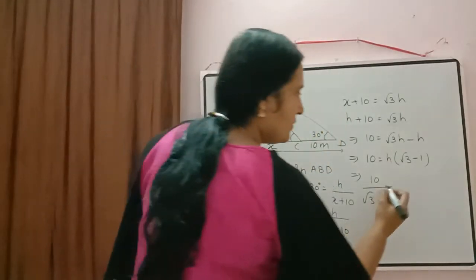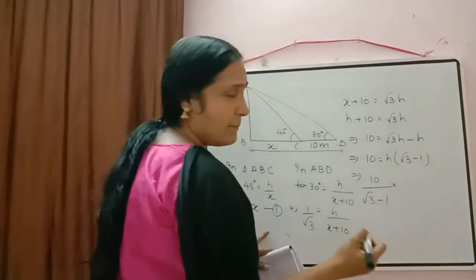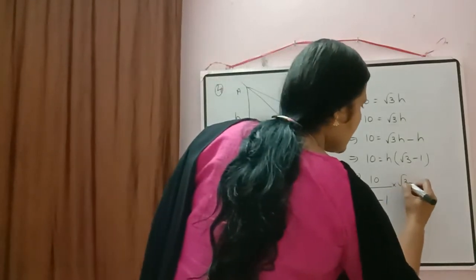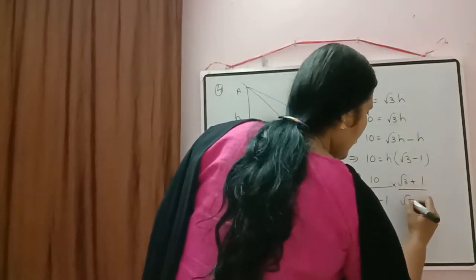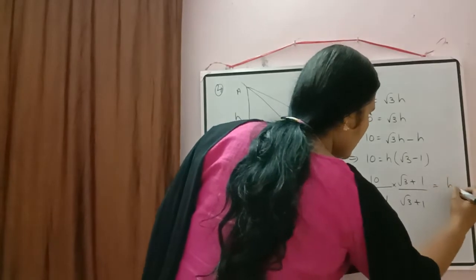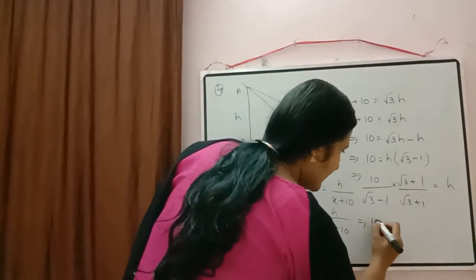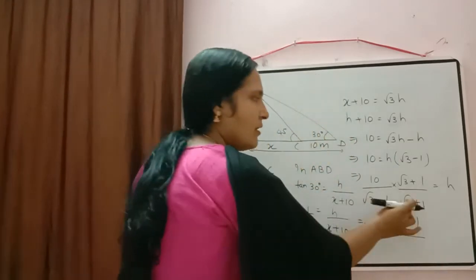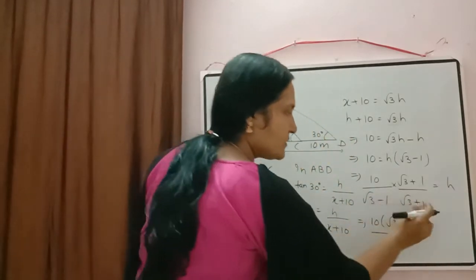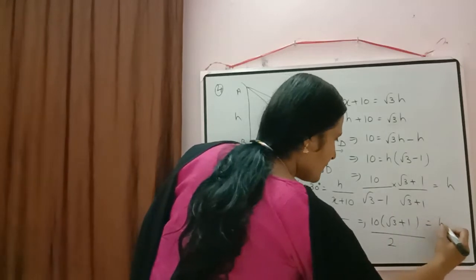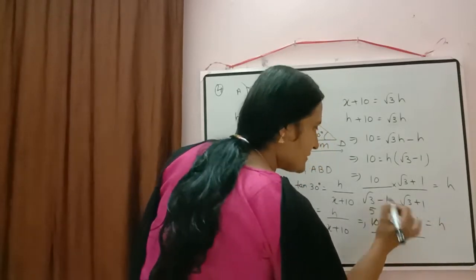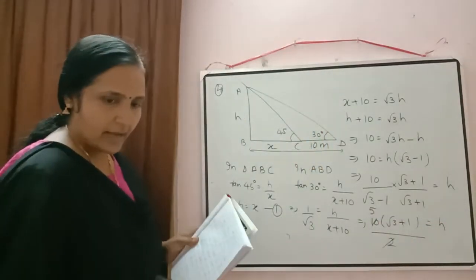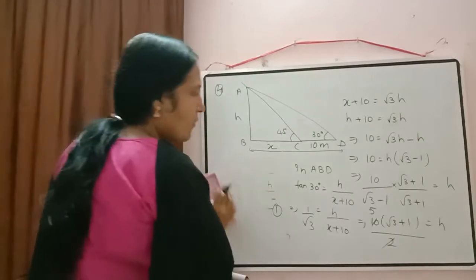Now what we can do? Yes, here only we can avoid one step. We can do the rationalization. Root 3 plus 1 by root 3 plus 1 is equal to h. Then we will get 10 into root 3 plus 1 by, again we will get 3 minus 1, that is equal to 2. So 2 and 10 will get cancelled. We will get the height as 5 into root 3 plus 1.